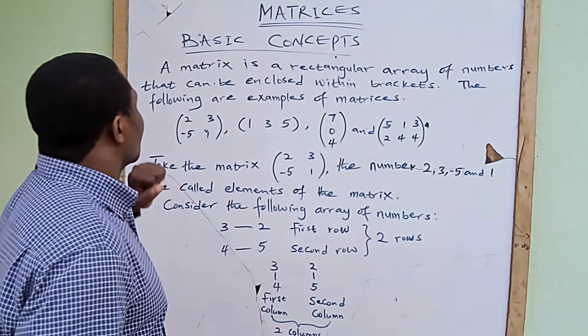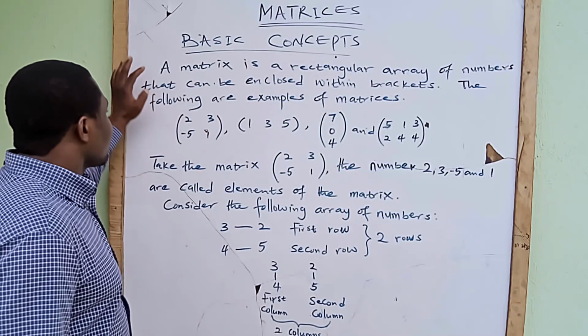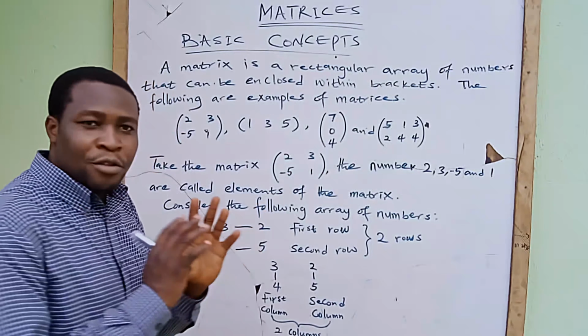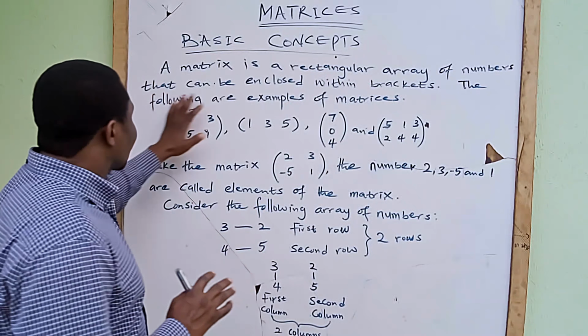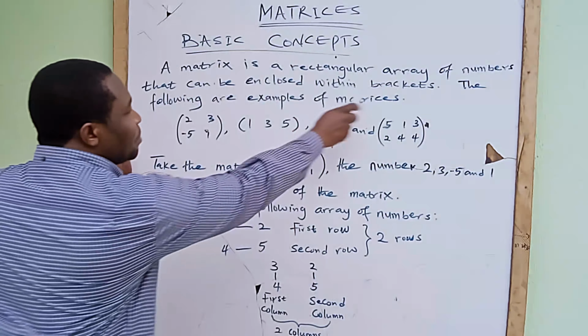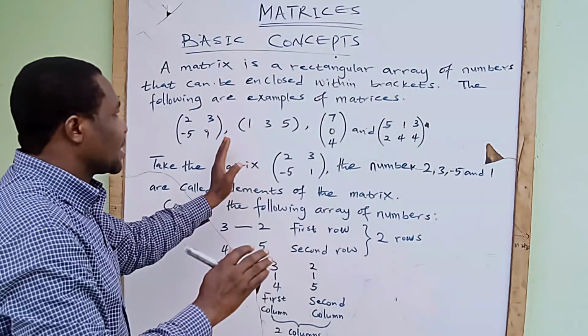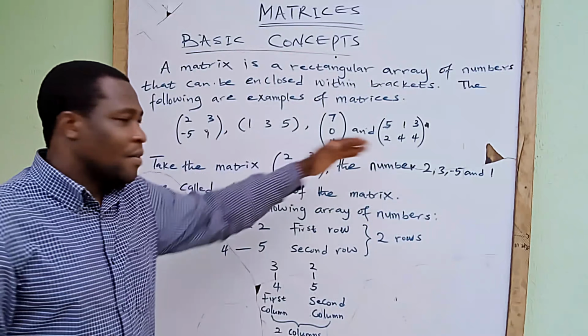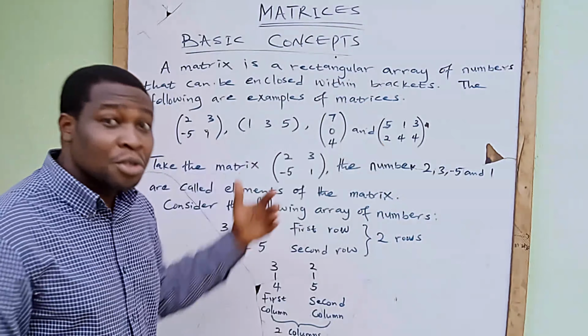Matrices. Basic concepts. A matrix is a rectangular array of numbers that can be enclosed within brackets. So these are the examples of matrices. You can have it in different forms this way.